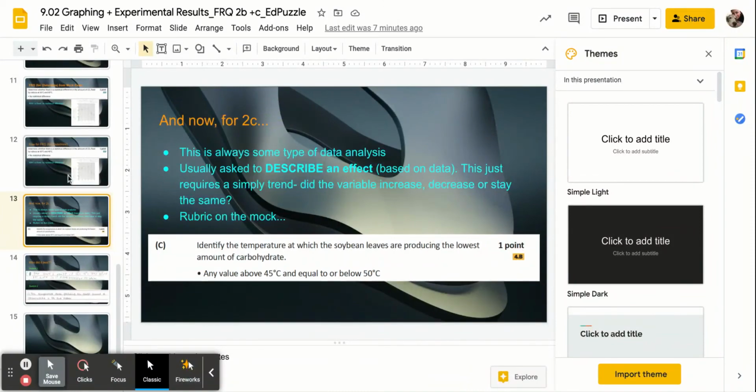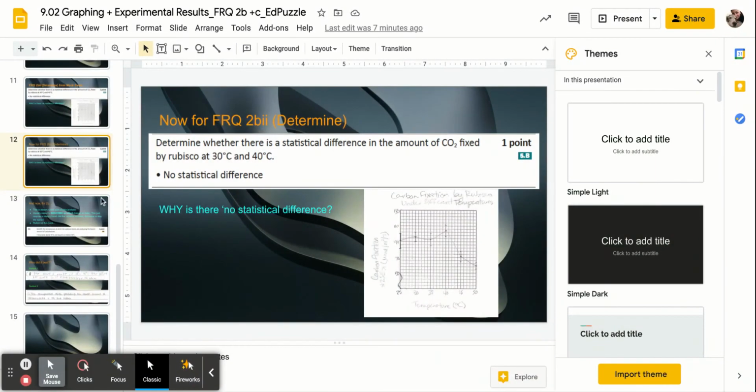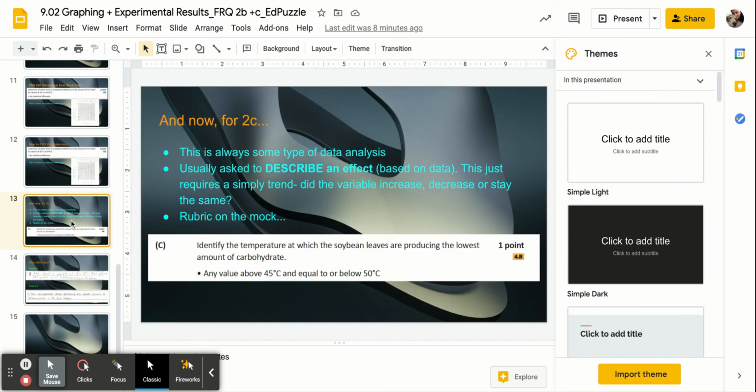And then for 2C, we're not going to practice this. Sorry, you guys are going to do this, but we're not going to practice it just because it is pretty simple. But if you have questions, you can feel free to throw those in at the end. 2C is always going to be some type of data analysis. This is usually describe an effect. So describe the effect of this independent variable on the dependent variable. A lot of times you just have to say it increases, it decreases, it stays the same. You could even be specific, increases by 10 degrees or something like that, right?